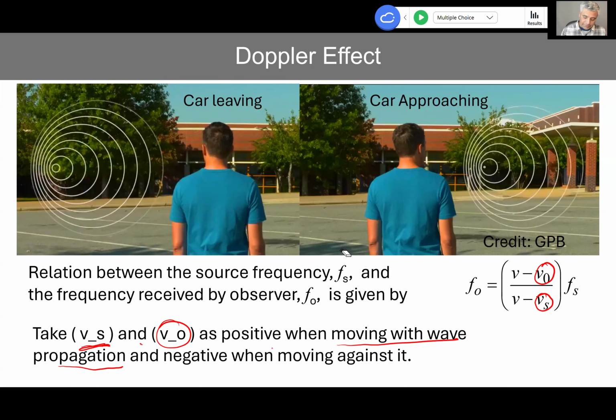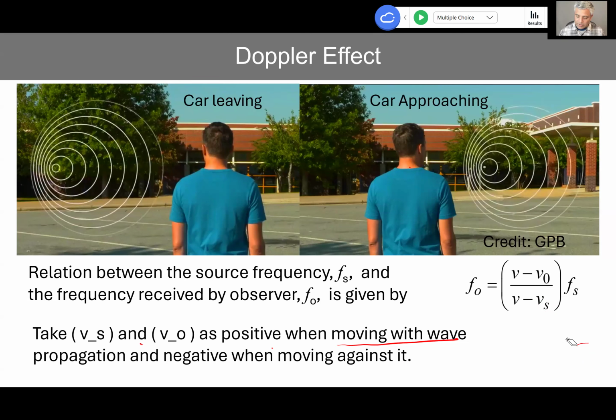So for example, let's say in this case, this portion is not moving at all. So in that case, velocity of observer is going to be 0. So that means it's going to be just V over V minus or plus Vs times Fs. Okay. So if the observer is not moving. Similarly, if the source is not moving, then we can make that 0 over there.